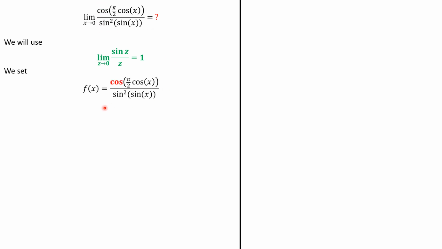We will compute these limits. Again, we will use this famous result. So we call this function f(x). In order to use this result, we should get rid of all the cosines in the expression of f.